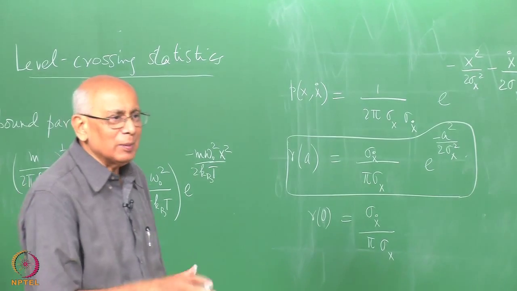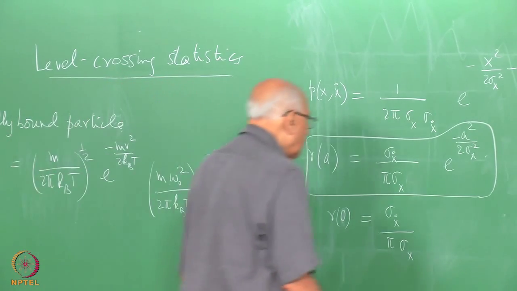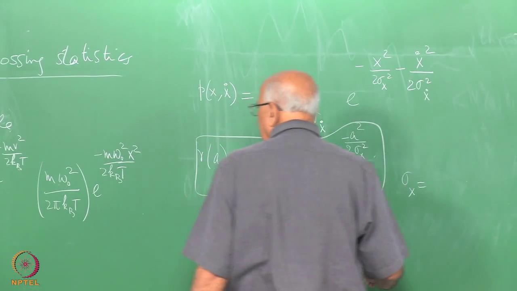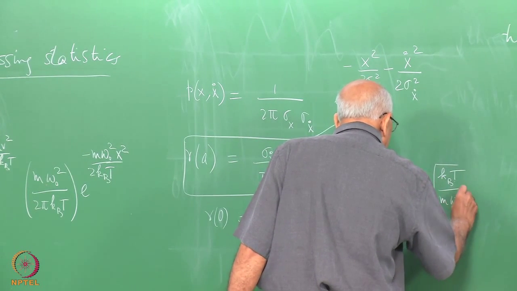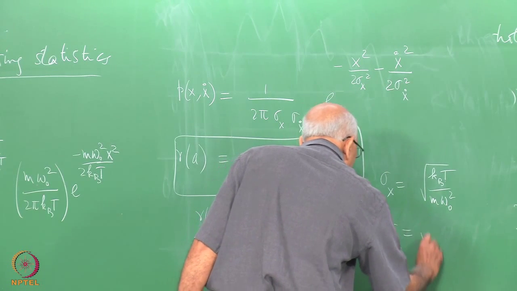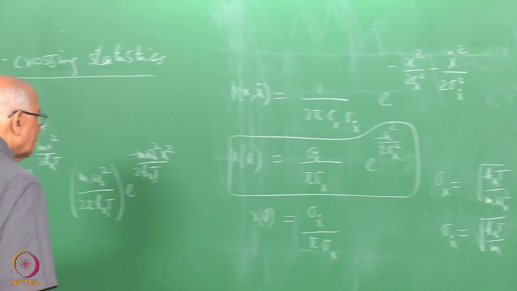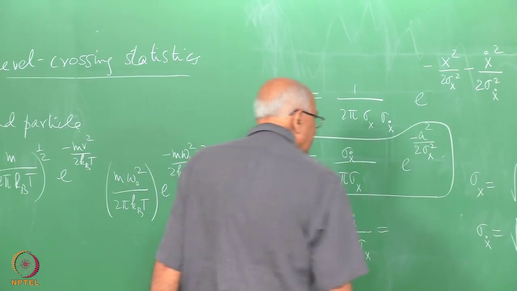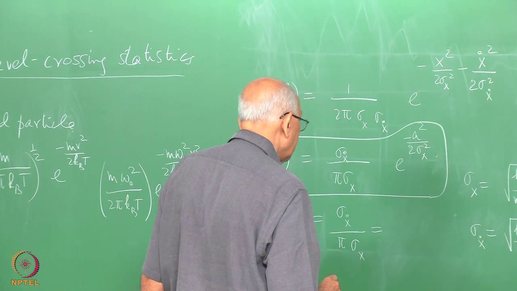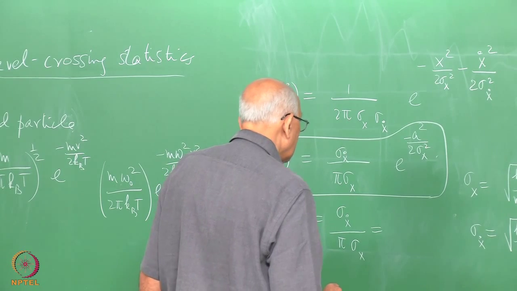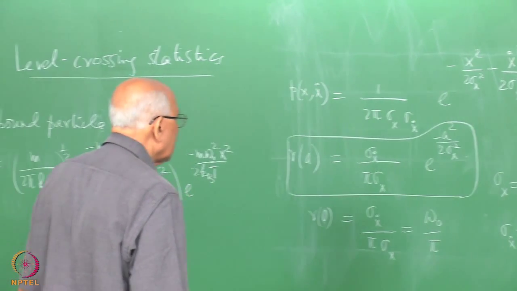Now let us see whether this is physically reasonable or not in the case that we know. In this problem, in the oscillator problem, sigma x equal to square root of kBT over m omega naught squared, and sigma the velocity, sigma x dot, equal to square root of kBT over m, right? So what does this ratio become? Omega naught by pi. Is there a factor of 2 missing somewhere? I've got to be a little careful here.